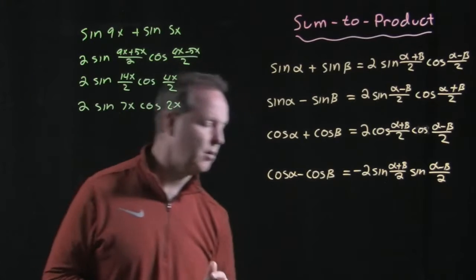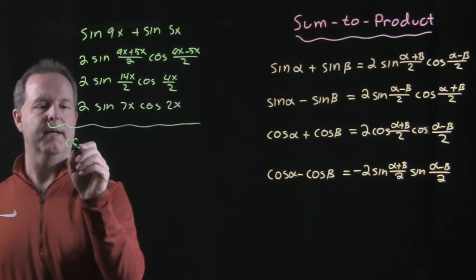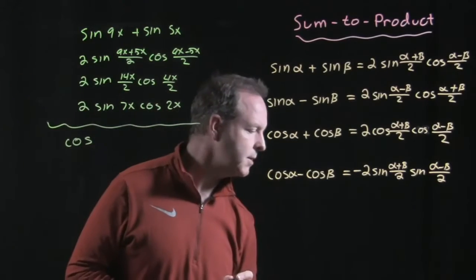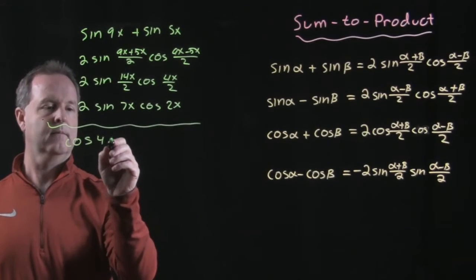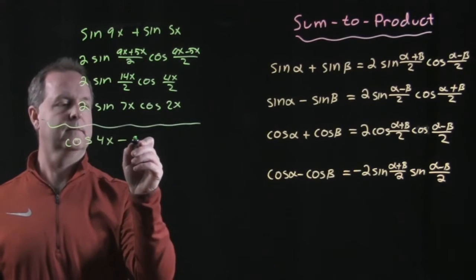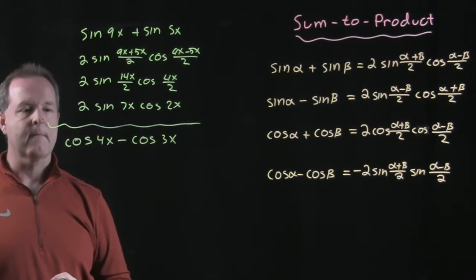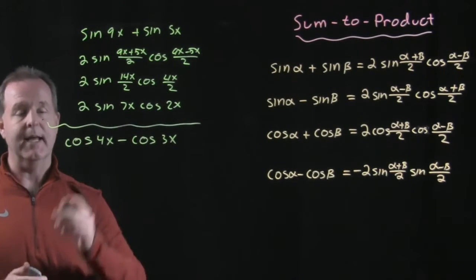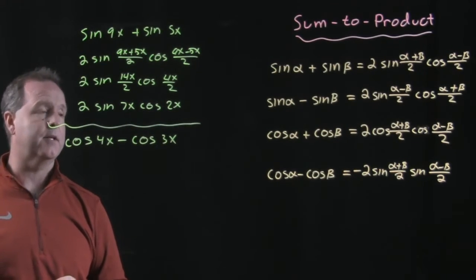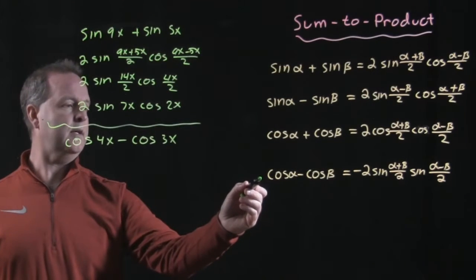Another one, let's see what we can do with this one. Might let you guys just do it. I just might stand back and watch. So we have the cosine of 4x minus the cosine of 3x. How do we take that sum, which in this case is a difference, but sums and differences are just cousins of each other? Looks like it's this bottom one right here.